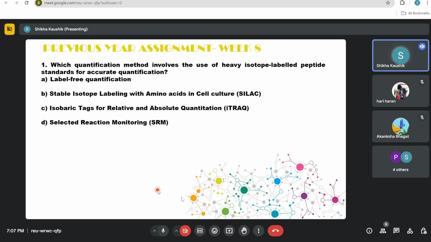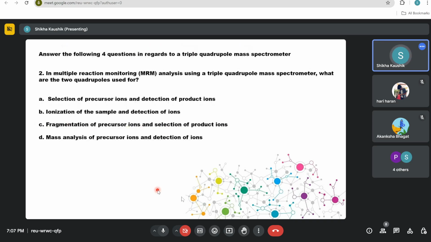So we are doing a targeted study, so in that case we have to do selected reaction monitoring, right? Because we know we are doing a targeted study, we know which daughter fragment we want, and we are studying only that. And this will give you highly accurate quantification of your desired protein, because now you are aware of what you have to study. So the answer here is going to be selected reaction monitoring.